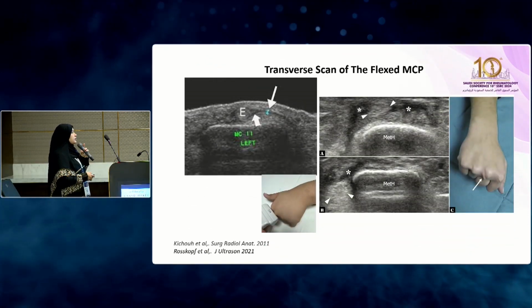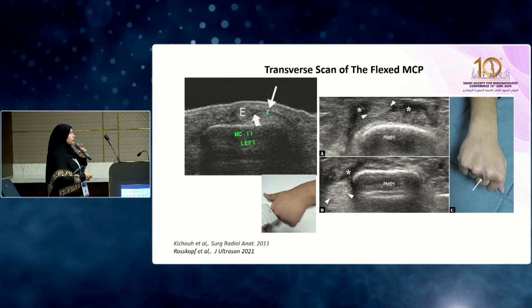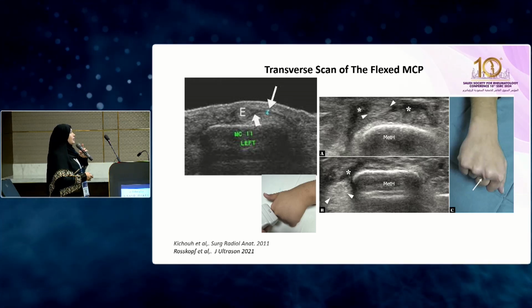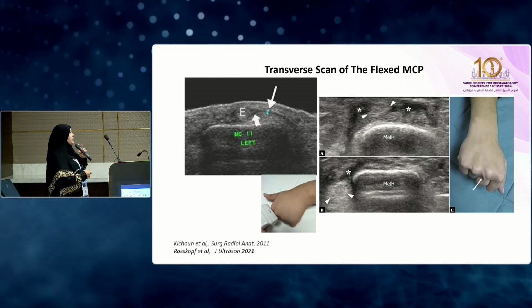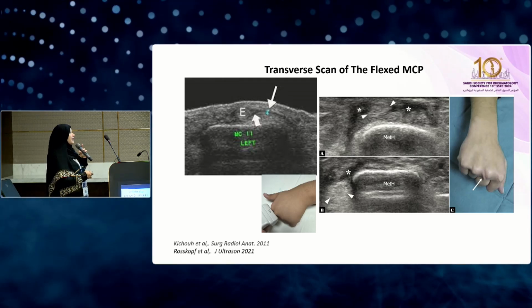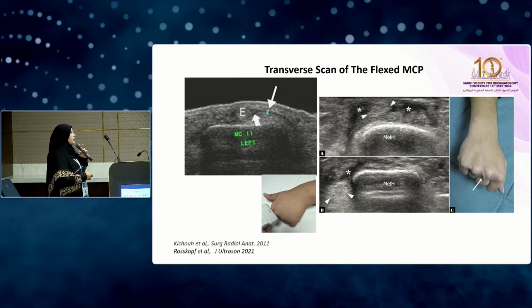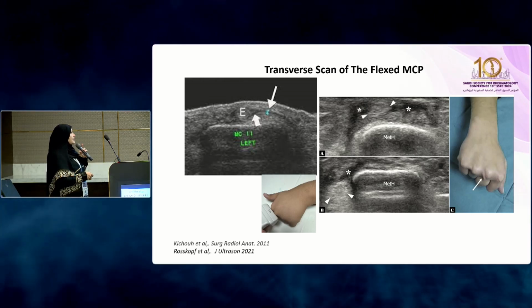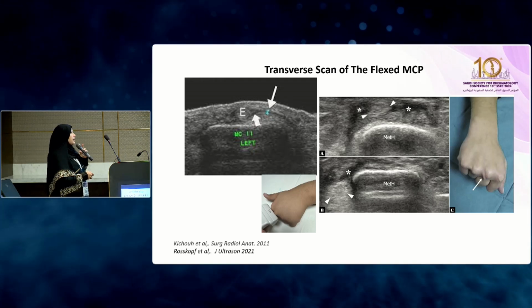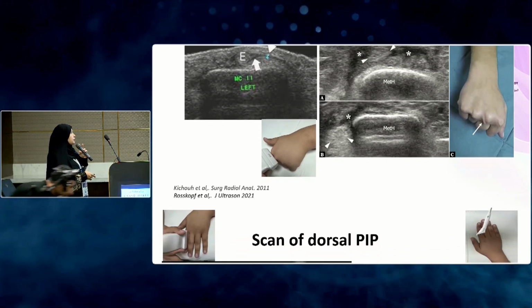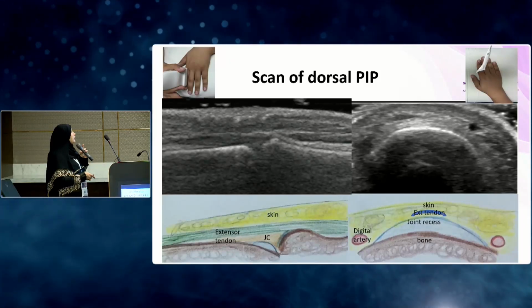And dynamic assessment at the site of the MCP is important to assess sagittal band rupture. In this case, you can appreciate the tendon in the center of the MCP head, however, here a little bit subluxed toward the medial aspect. After complete flexion, total subluxation of the extensor tendon between the heads of the MCP, indicating a ruptured medial sagittal band.